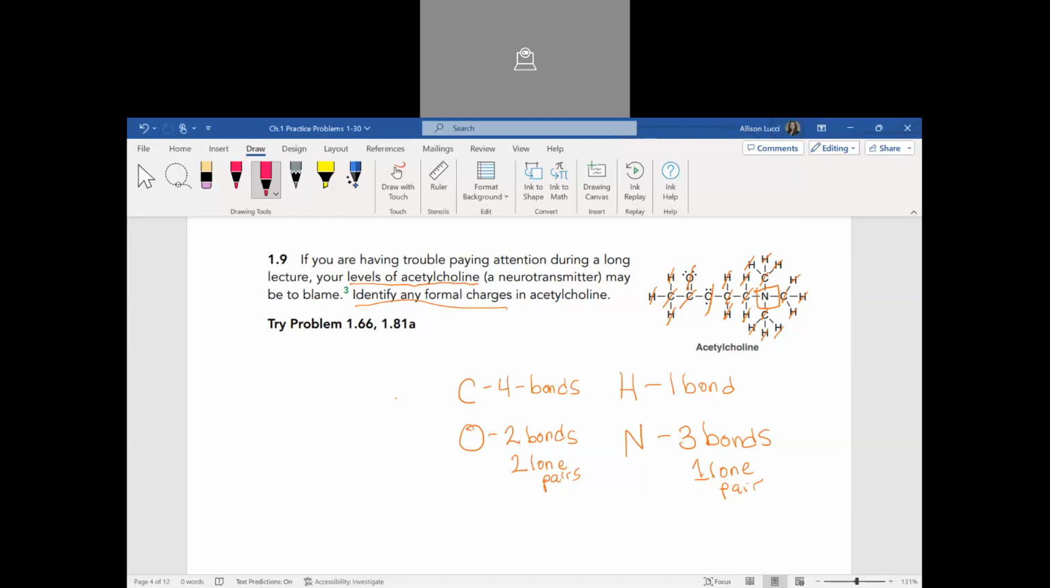So this nitrogen, since it has 4 bonds and does not have that lone pair, we would do our formal charge of 5 valence electrons minus 4 bonding, no lone pairs, 5 minus 4, which gives us a +1 formal charge. So this nitrogen has that +1 formal charge.